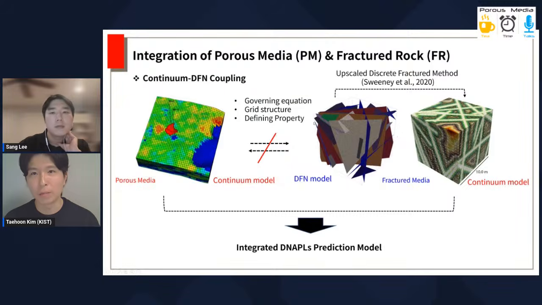To address this, we apply the concept called the upscaled discrete fracture method, which was developed by Sweeney and his colleagues at Los Alamos National Laboratory in USA. So the idea is quite simple. Porous media is already in continuum form, but the DFN model is in discrete fracture form. So we convert it into equivalent continuum properties first. Then when those two media become a continuum framework, we can integrate them. So this is how we built the integrated network prediction model.